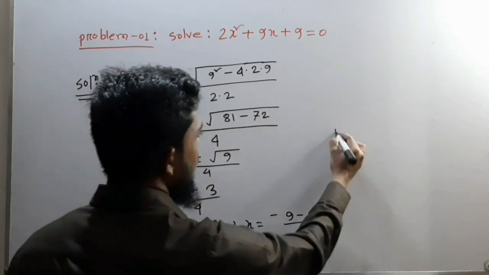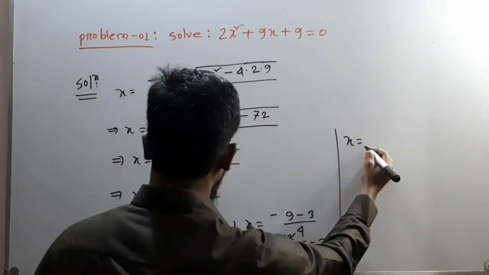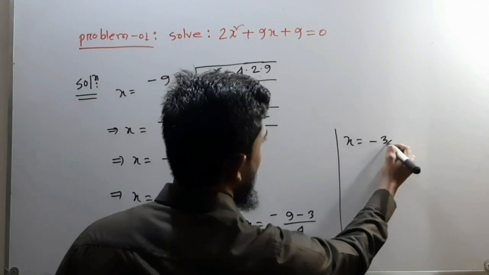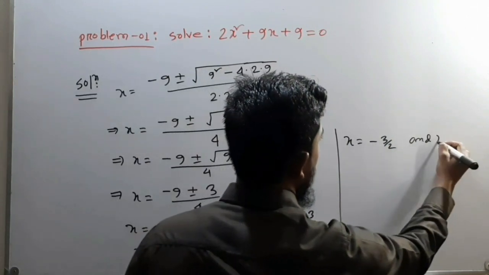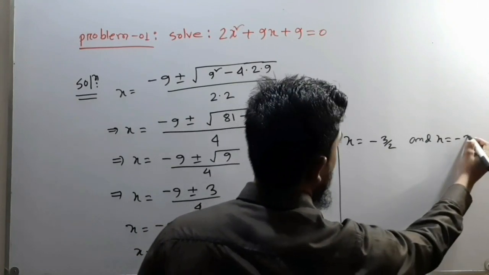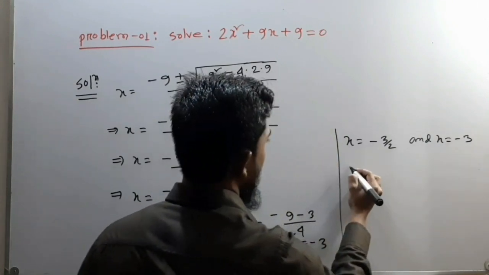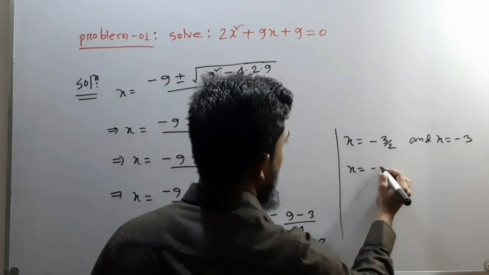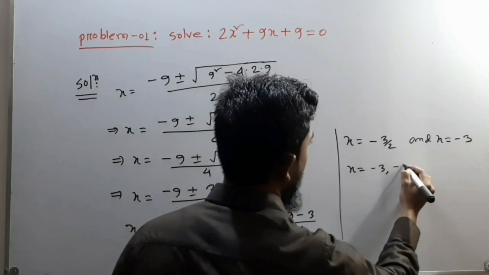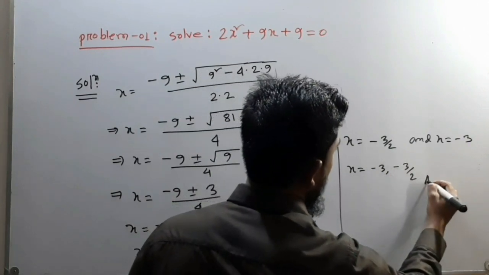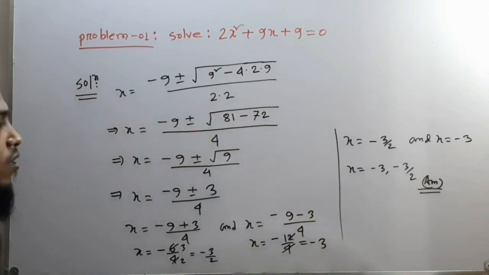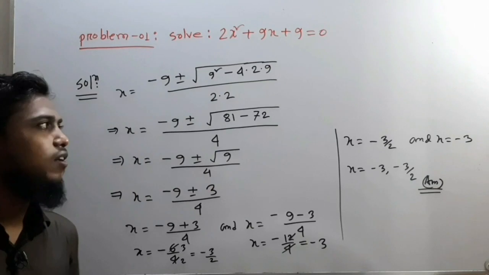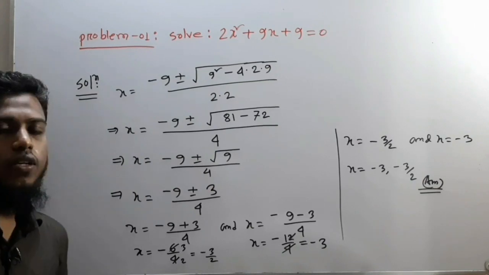So our value x is equal to minus 3 by 2 and x is equal to minus 3. So we can write x is equal to minus 3, minus 3 by 2. This is our answer. Dear students, I think all of you understood this calculation very easily.